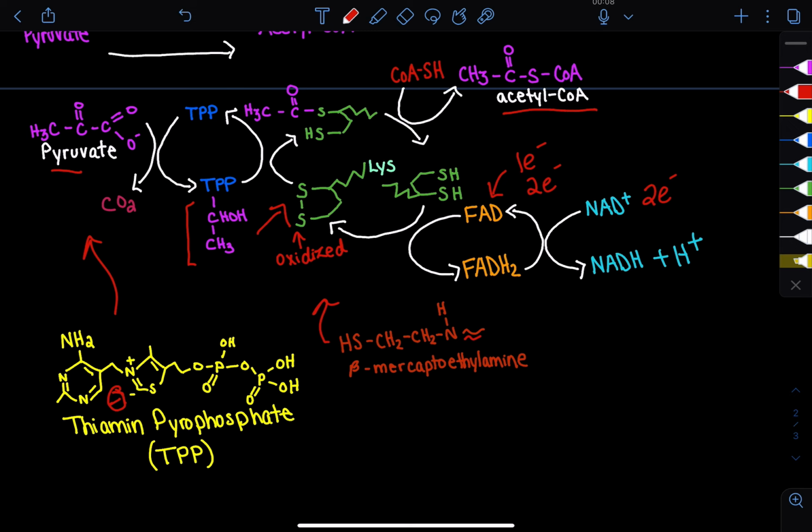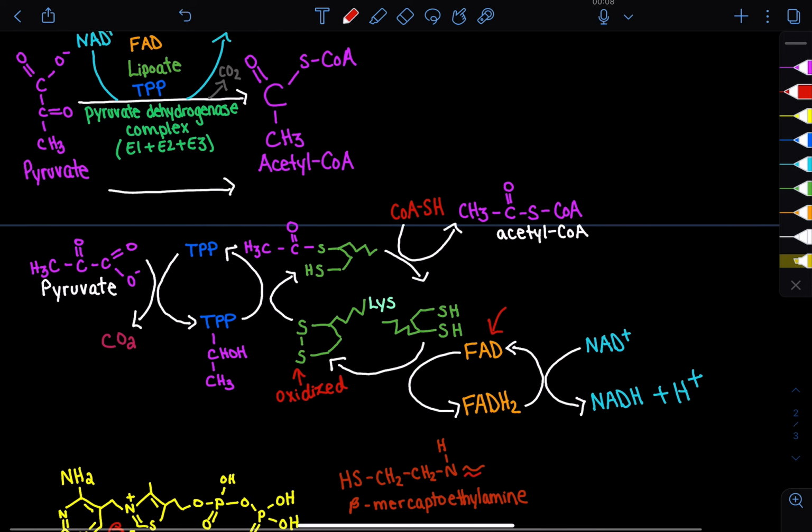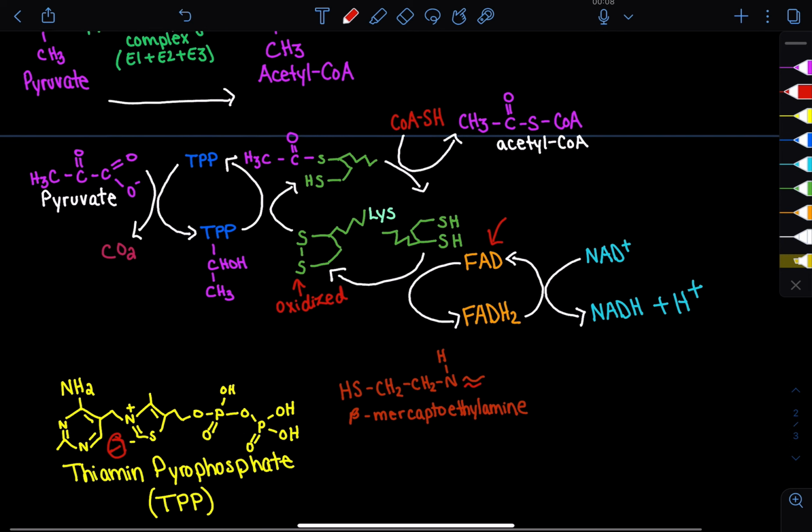And then the last part is just regenerating oxidized lipoate. So we use the electron carrier FAD, and we get FADH2, and then we pass on those electrons to NAD+ to gain NADH. So overall in this reaction, we did gain 1 NADH and H+, and we gained acetyl CoA, and we also produced carbon dioxide gas.